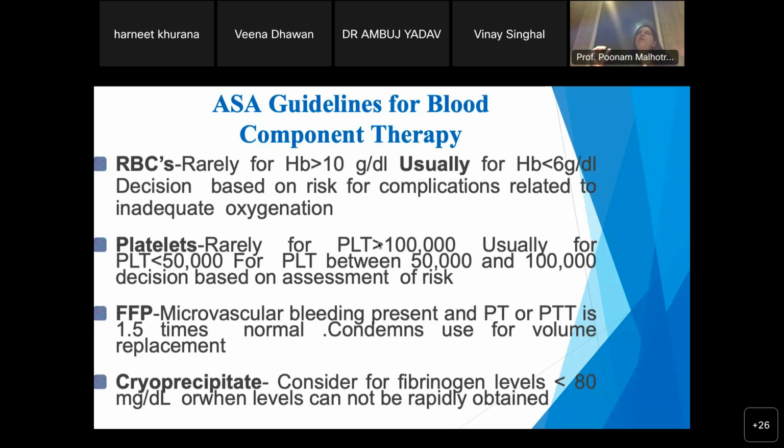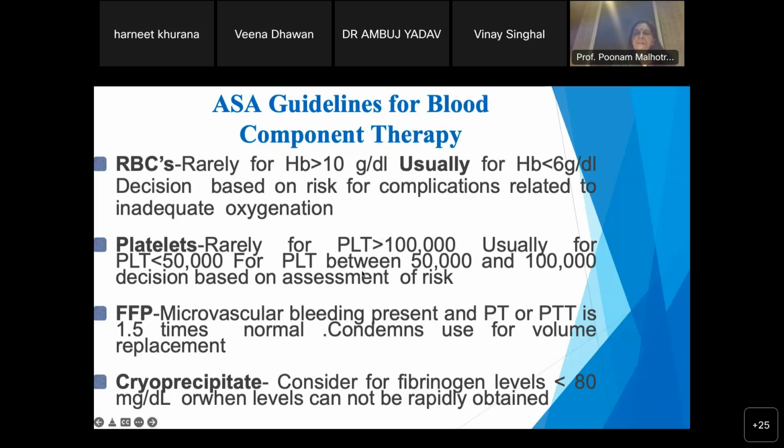You have to see the whole clinical scenario of every individual patient, and that's what's important. Platelets are rarely given when more than 1 lakh, but when less than 80, start preparing for the platelet. Less than 50, please give 2 single donor units over a period of 12 to 24 hours, and you'll see your patient doing well.